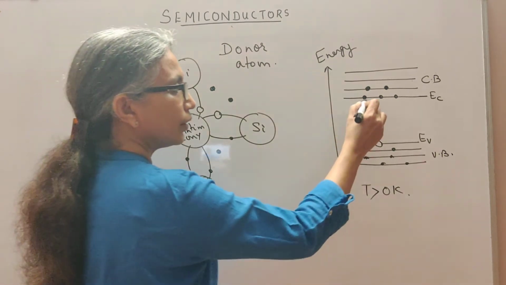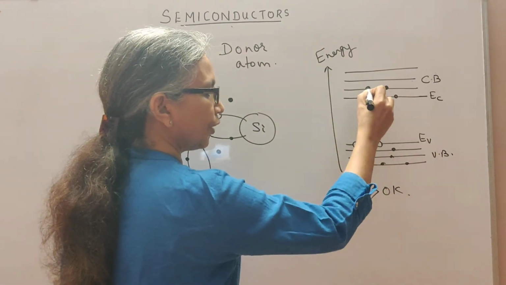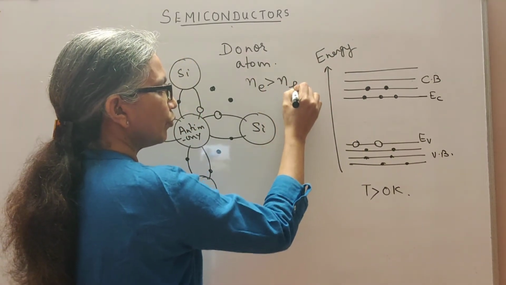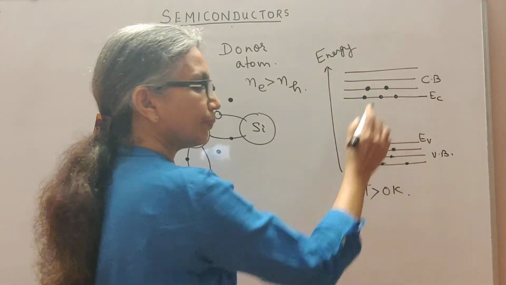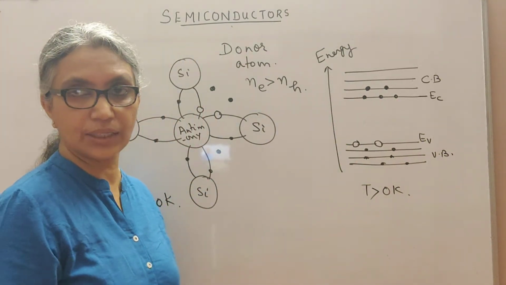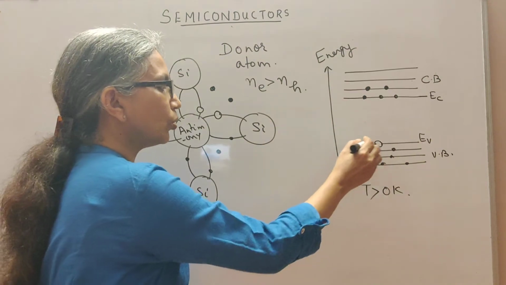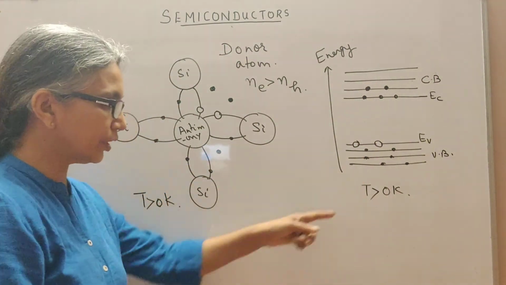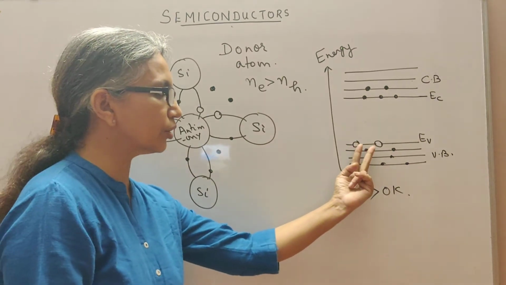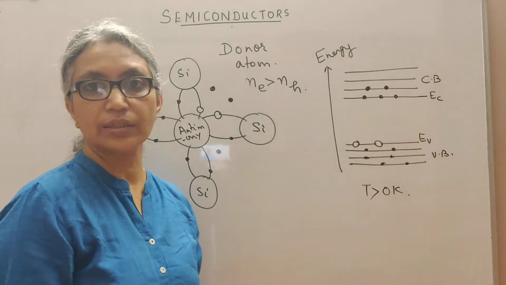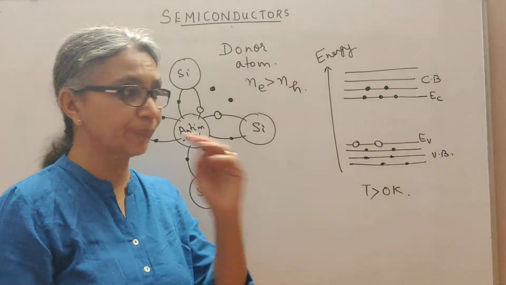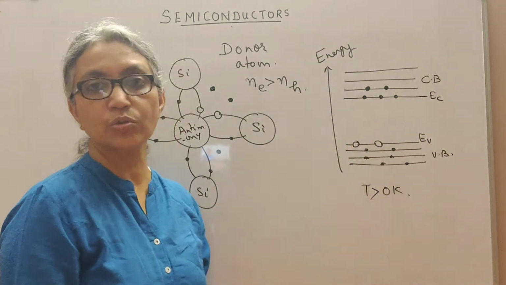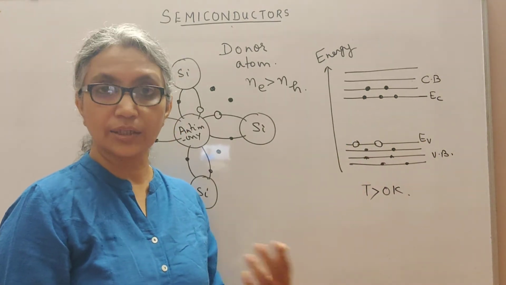So now you will see the number of electrons, 1, 2, 3, 4, 5, is greater than the number of holes, out of which 3 have been provided by the impurity atom, the antimony that you added, and the two electrons have come because of thermal excitation. That means you gave higher temperature and these two electrons got enough energy to excite themselves into the conduction band and become free, leaving two holes in the valence band.